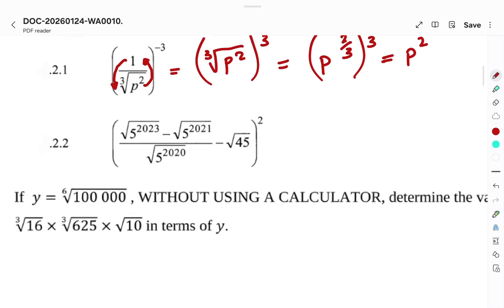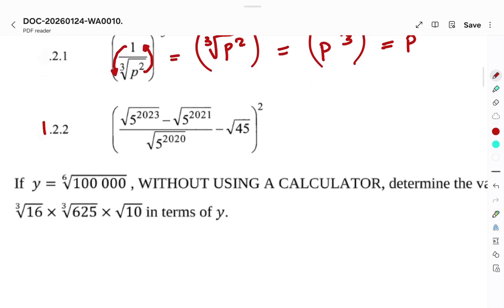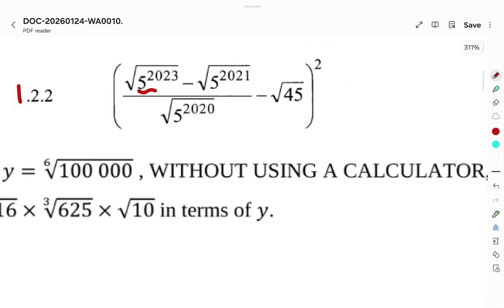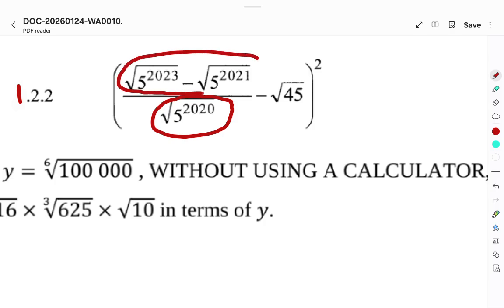Okay, let's go to 1.2.2. For this one, once you see this, you see that we have 4 to the power of 2023, 5 to the power of 2021, so there's somehow a common factor there, something that is common. For example, I will try to eliminate the denominator that I have there. So how do I eliminate that one? If I can figure out the common factor there, I'm trying to make sure that it does have that thing that I have there.